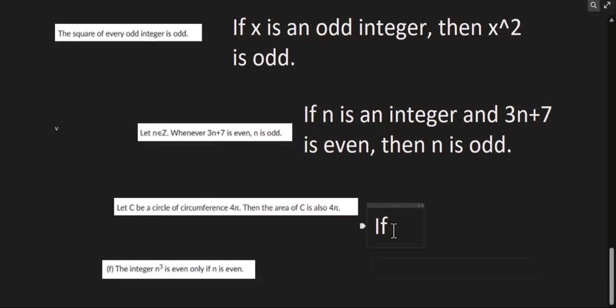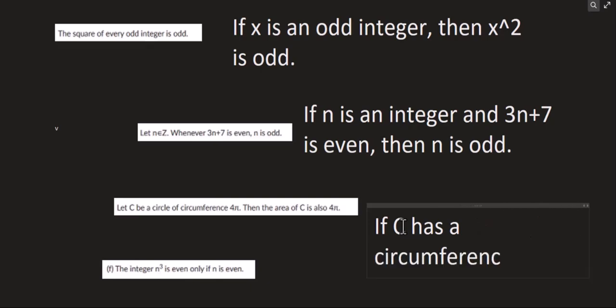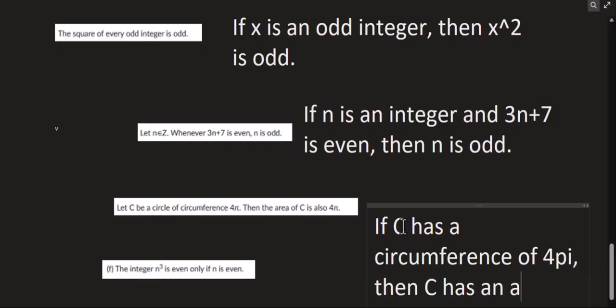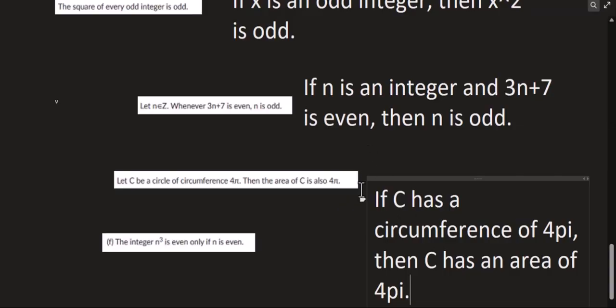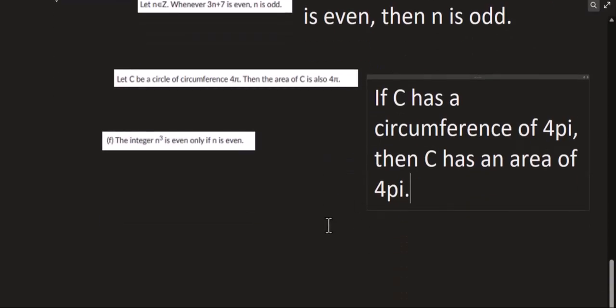let C be a circle of circumference 4 pi, then the area is also 4 pi. Okay, so our premise is that we have a circle of circumference 4 pi. So if C has a circumference of 4 pi, then C has an area of 4 pi. Again, you're not asked to prove these. These could be true or false statements, but that's how you would rewrite it.